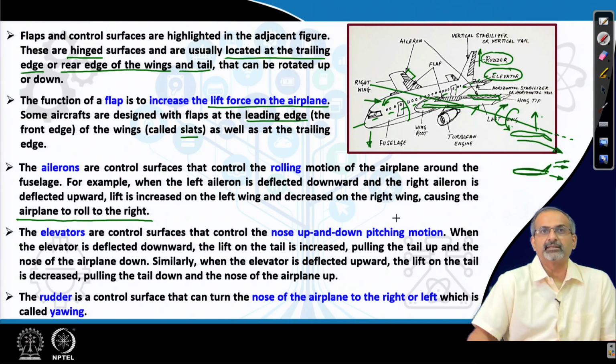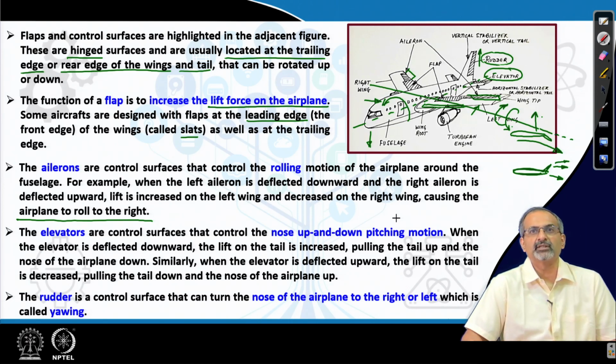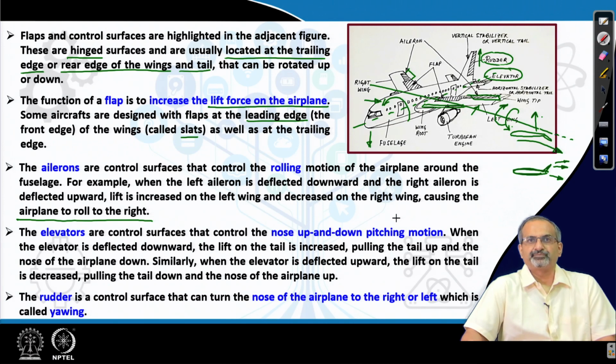Similarly, when the elevator is deflected upward, the lift on the tail is decreased, pulling the tail down and the nose of the airplane up. You may have seen an aircraft taking off by deflecting the elevator upward.